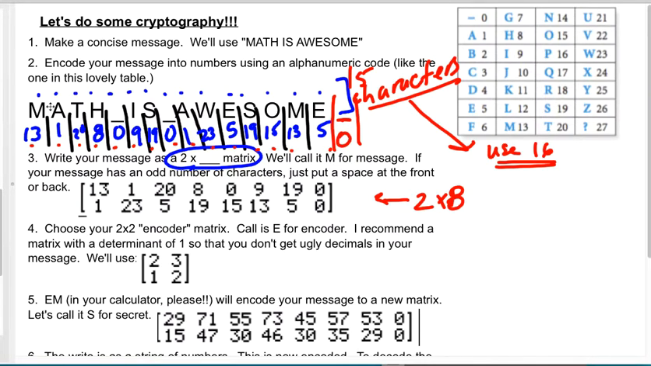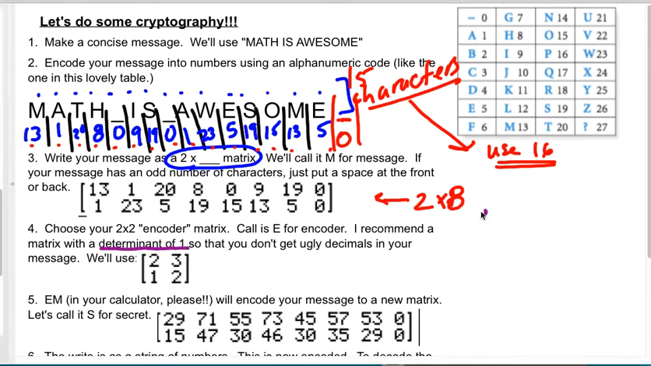Then I'm going to choose a 2 by 2 encoder matrix, right? So it really doesn't matter which one you choose. I'm going to call that E, right? But what I will say about your 2 by 2 encoder matrix, and this is super key, you really want to choose something that has a determinant of 1, right?